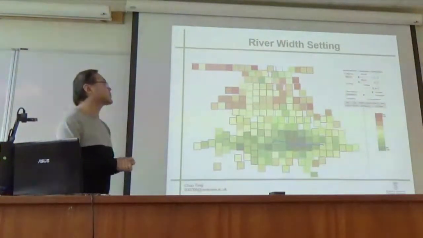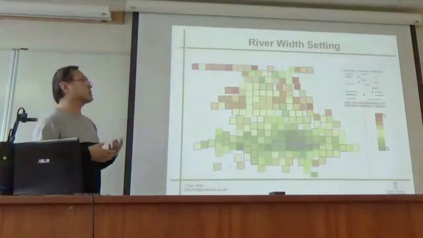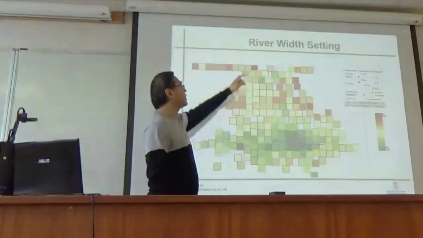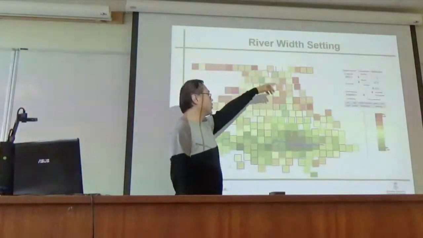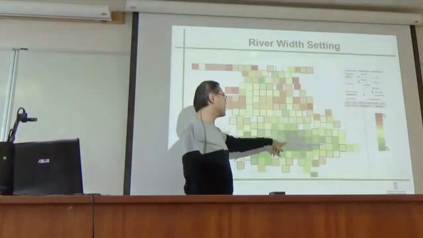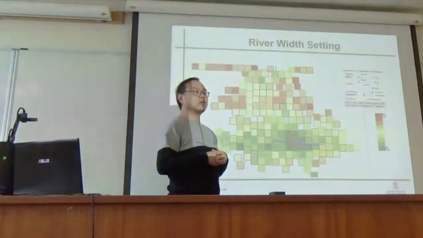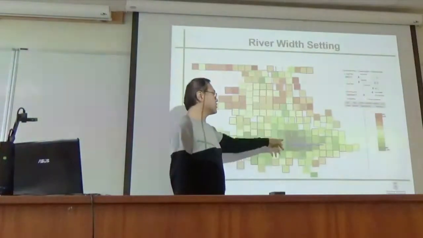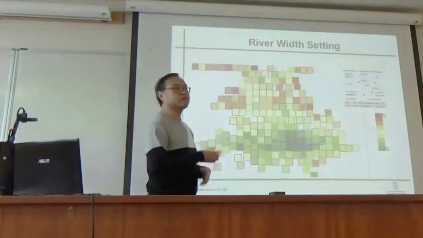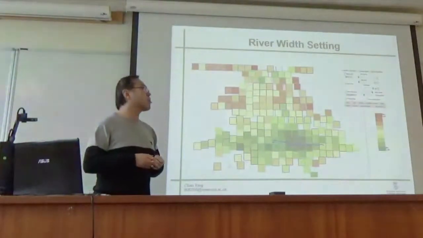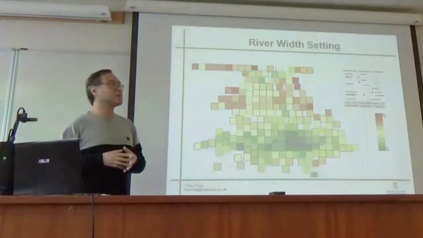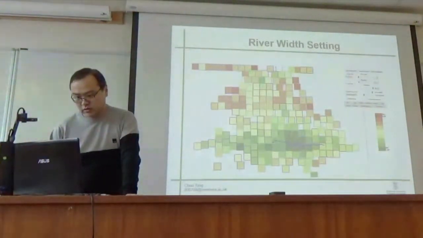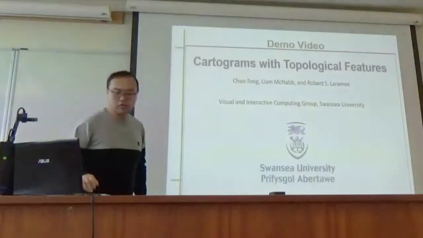We also try to increase the boundary of the river by setting the river width. So in this case, we're not just testing for river intersection, we test the distance between the central points and the river. If the distance is smaller than the user-set river width, the region will be pushed. So, here are some demo videos.